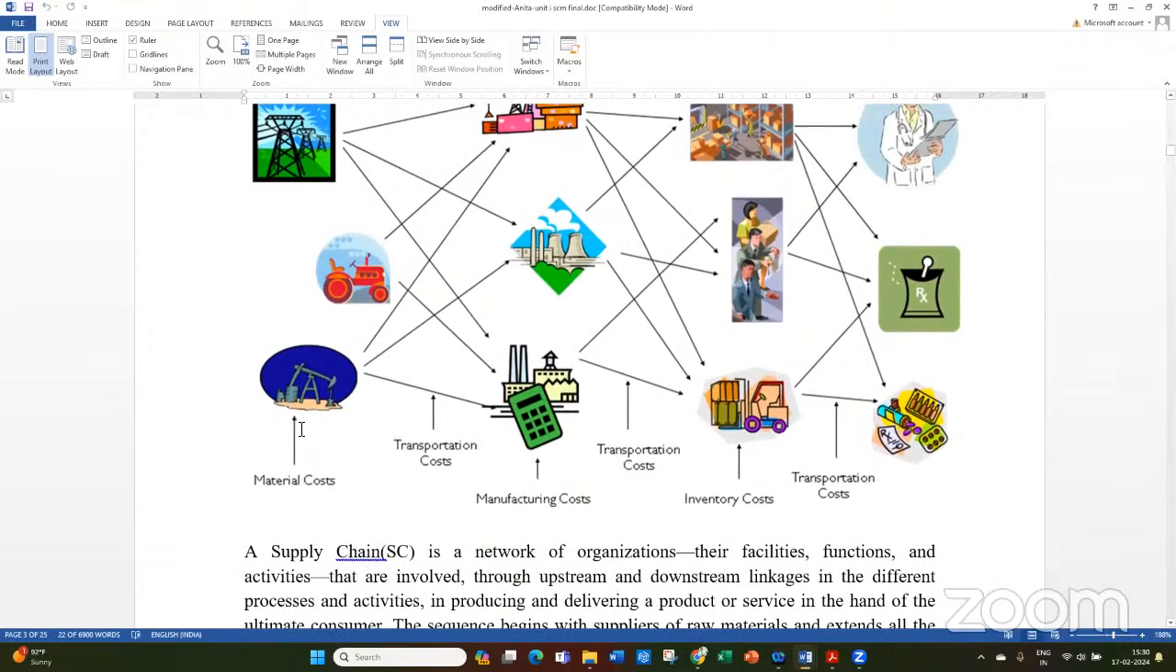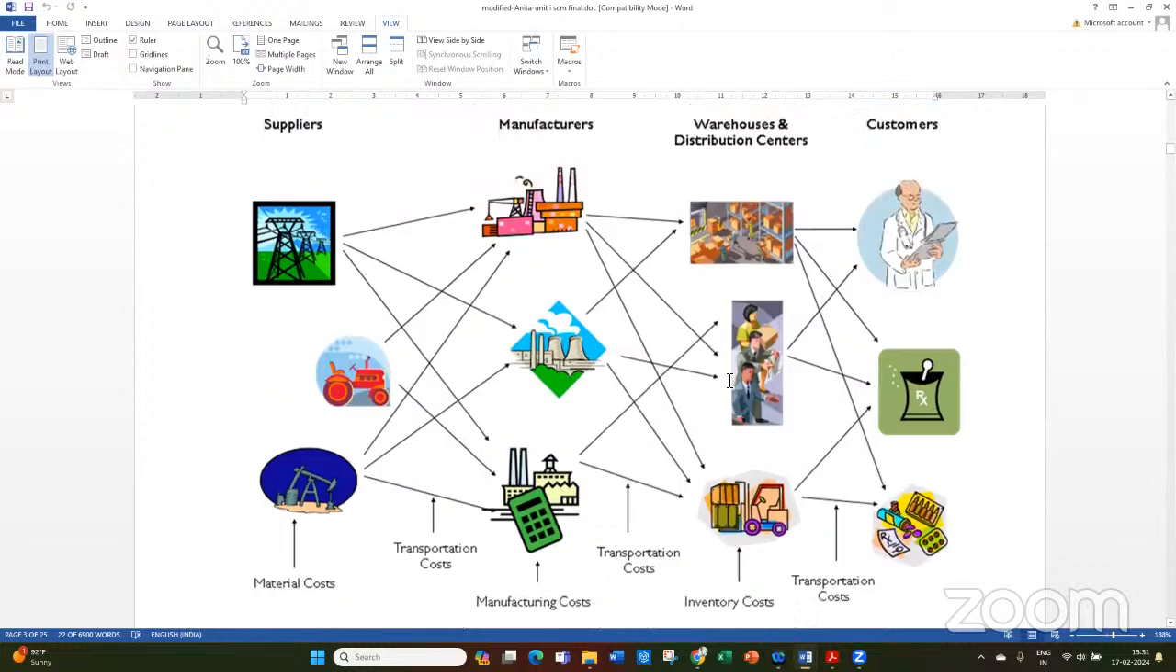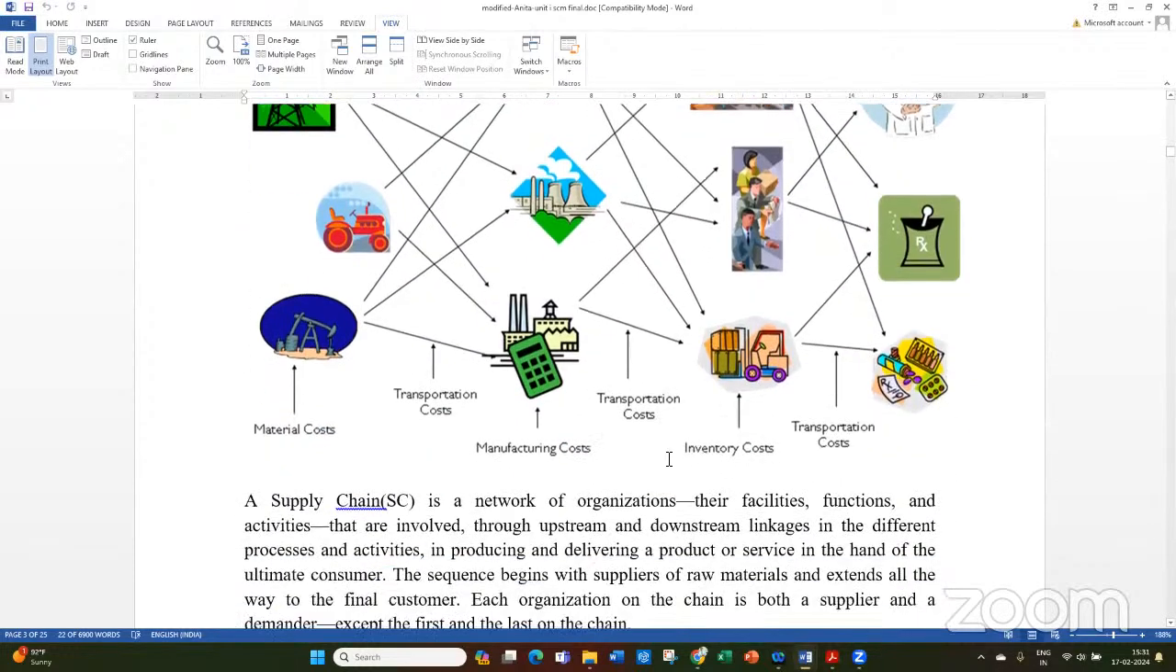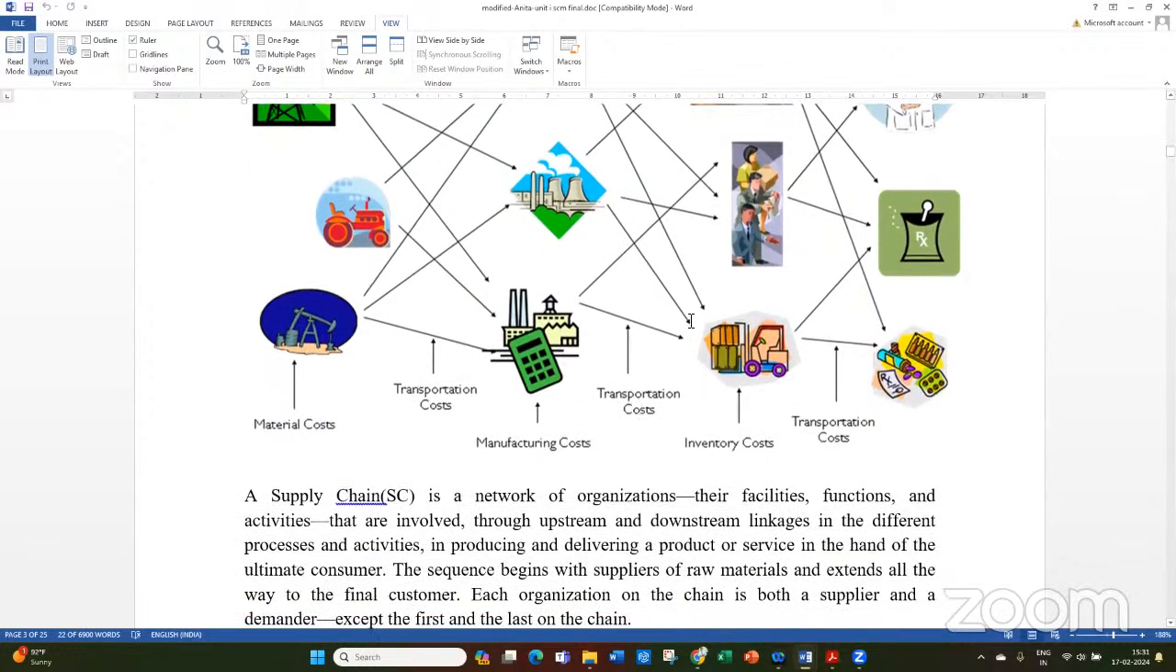Here there are costs. Material costs will be there initially, then the material has to be transported to manufacturing. Once the material has reached, it is transformed or processed, so that is one manufacturing cost. Then finished goods from the manufacturing facility have to be supplied to the warehouse, where the material is stored. Your inventory cost will be there.